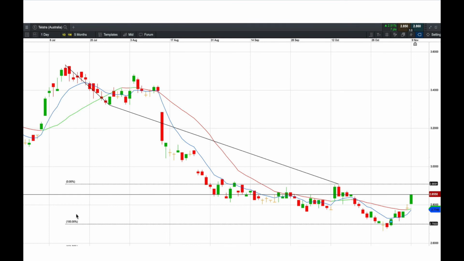It touched 100% of the range there. You can see that little green up arrow there. That's my entry order there where I got long in this one. And it's rallied up nicely.